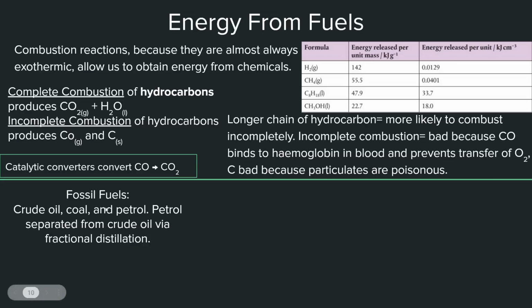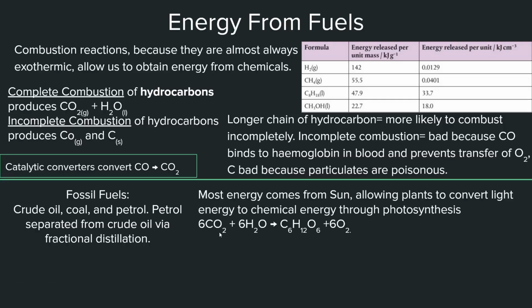Some fossil fuels that you're going to need to know are crude oil, coal, and petrol. And petrol can be separated from crude oil via fractional distillation. Most energy comes from the sun, allowing plants to convert light energy to chemical energy through photosynthesis. So the chemical reaction for photosynthesis is going to be 6 carbon dioxide plus 6 water to make glucose and oxygen.